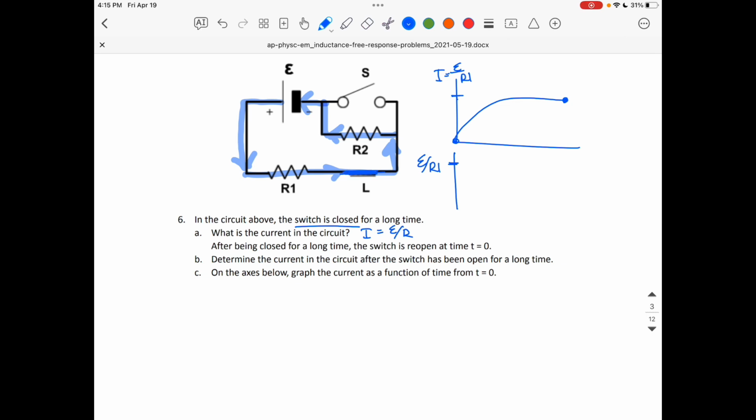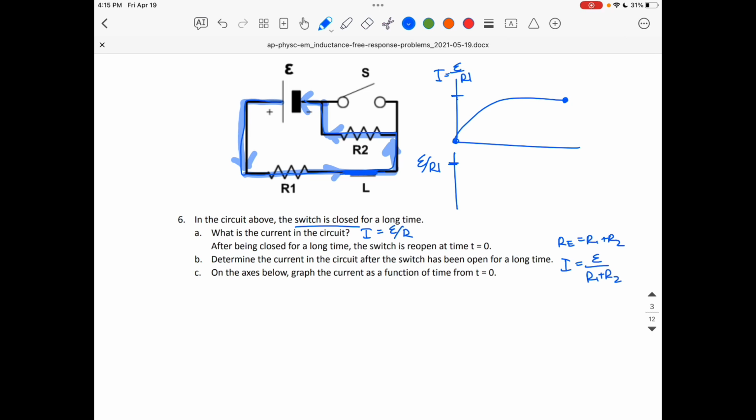So as I stated, the inductor is treated as a wire after a long time. But this time we've got the closed loop going through resistor 1 and resistor 2, and they are in series. They are within the same loop. So now our equivalent resistance is R1 plus R2, and our current is EMF over R1 plus R2.